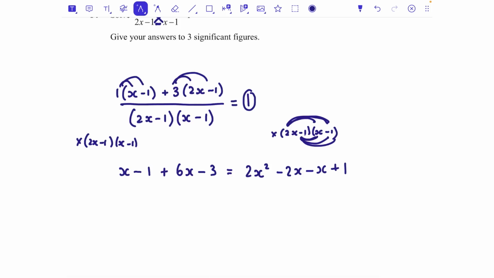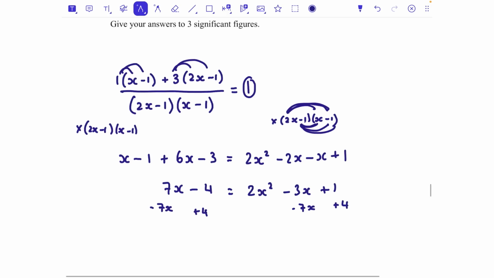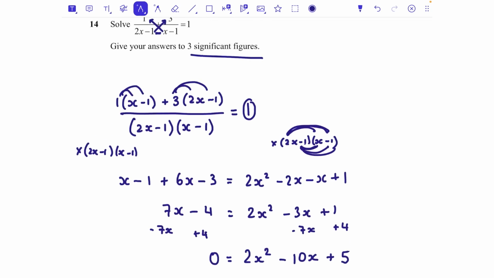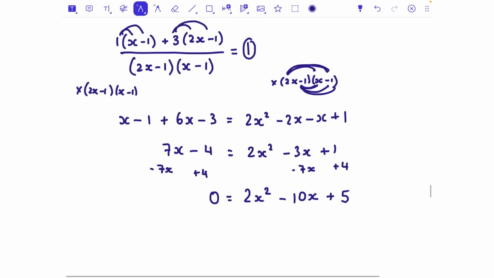Simplifying that down, I've got 7x minus 4 on this side, equals 2x squared minus 3x, add 1 on this side. And I'm going to take 7x away from both sides. And I'm going to add 4 to both sides. I want it to equal 0 because it's a quadratic. So 0 equals 2x squared minus 10x, add 5. Now, it says give your answers to 3 significant figures, which is a massive clue that I don't think this is going to factorise. So we're going to use our quadratic formula here.